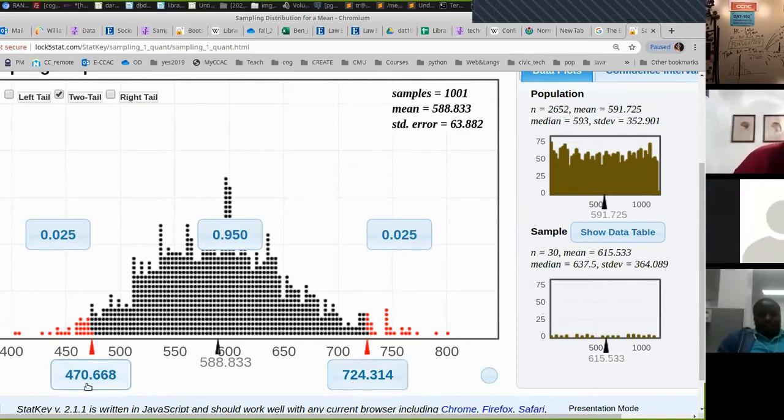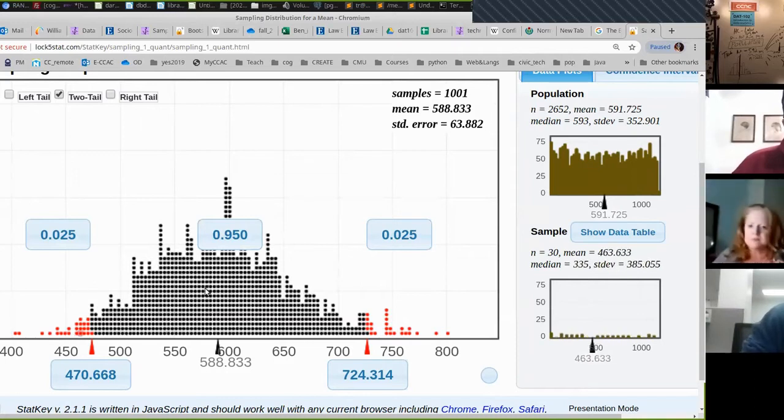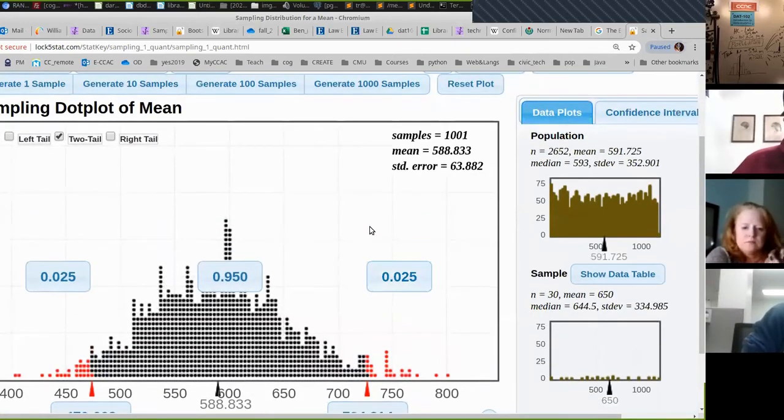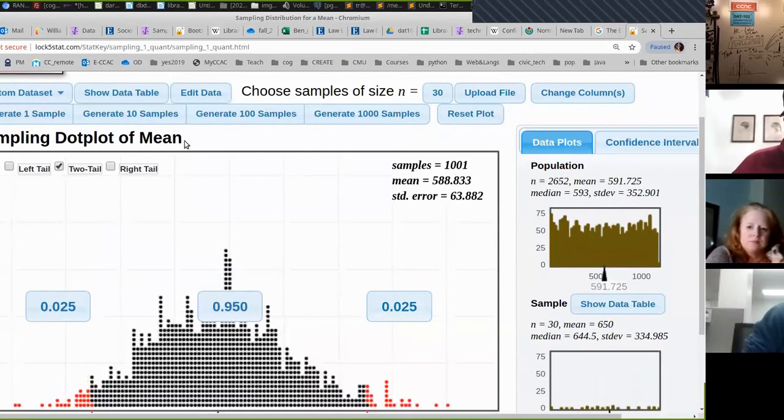It is a lower and an upper bound of a sampling distribution, of a whole bunch of samples, that we believe capture the true population mean 95% of the time, meaning that the true population mean is somewhere in here. And look at this neat graphic. I'm going to reset this because we're going to do it again.